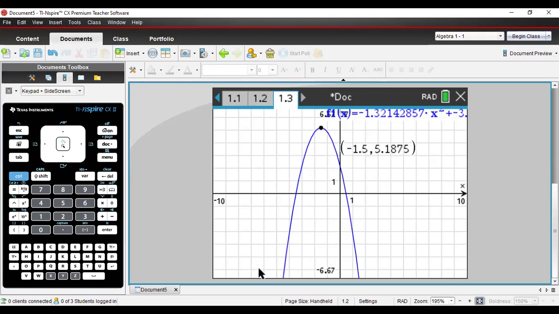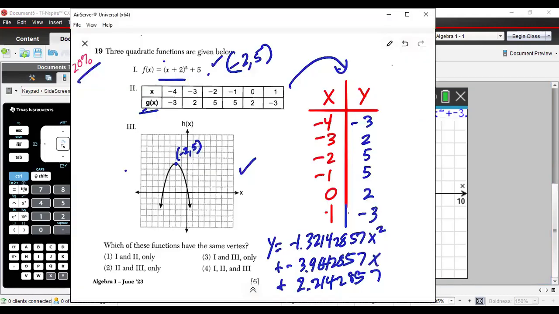So if I go to the answer, this one does not have a vertex of (-2, 5). That's not the vertex. It has that point, but that's not the vertex. So the answer is 1, 3. And I think that's why so many people missed it. They probably thought that they all had it and they chose 4. But number 2 doesn't actually have a vertex of (-2, 5). So that's the answer. That's how you would do it.